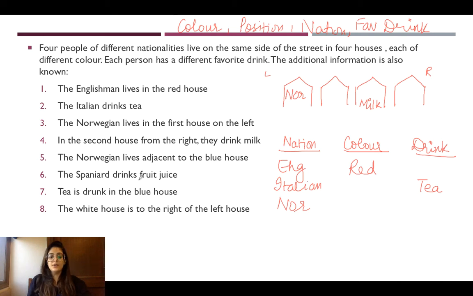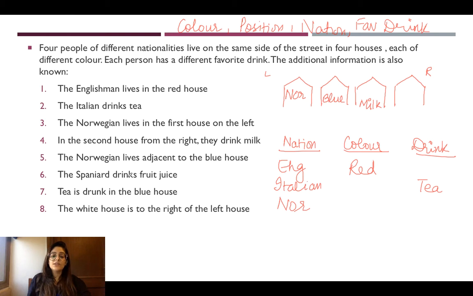Okay, now next up, the Norwegian lives adjacent to the blue house. Now again, this is specific information. Why? Because the Norwegian is adjacent to the blue house, and it is already given that he is at the cornermost house. That means there is nothing adjacent to him on the left. So only the right house is an option. The house on the right side is blue in color. All right. So we have found out the color of one house here. But we still don't have any information as to whose blue house it is. So it's okay. Let's go ahead.